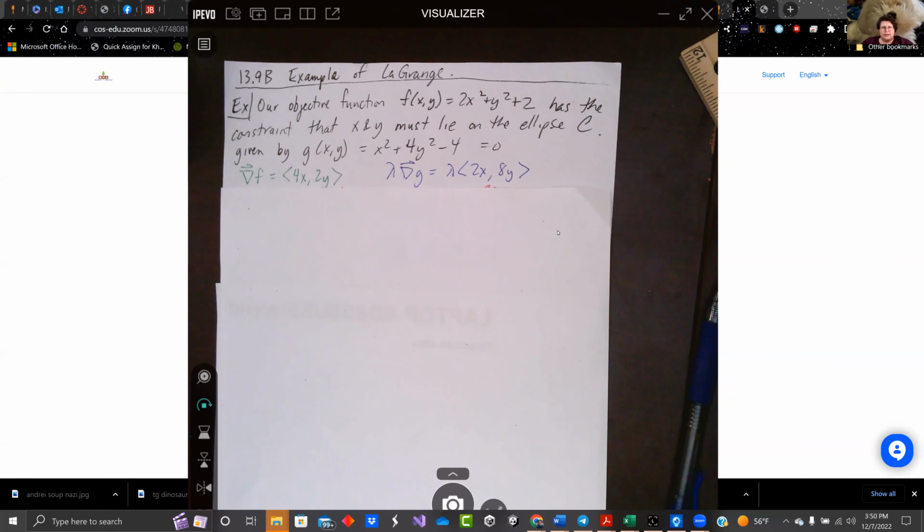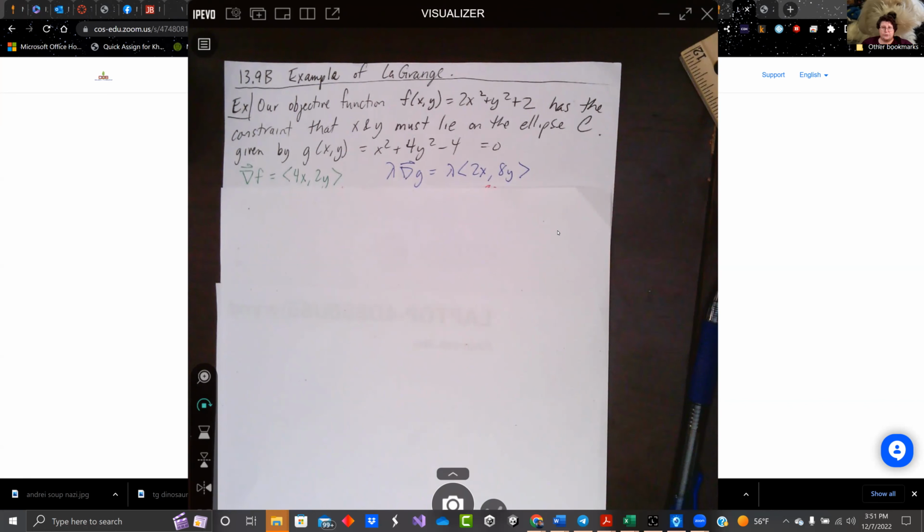Let's take our first look at an example of a Lagrange multiplier. We're going to have our objective function f be 2x squared plus y squared plus 2. And we're going to constrain it so that x and y must lie on an ellipse C, given by g equals x squared plus 4y squared minus 4 equals 0.